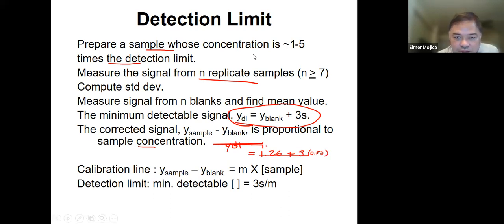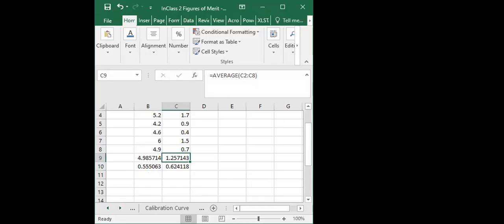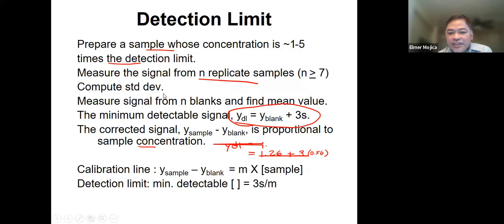So where did we get those values? Sir, hindi po one ba? 0.62. No, if you look at here, ano yung compute dito? Standard deviation.